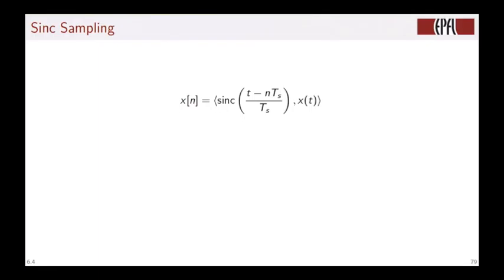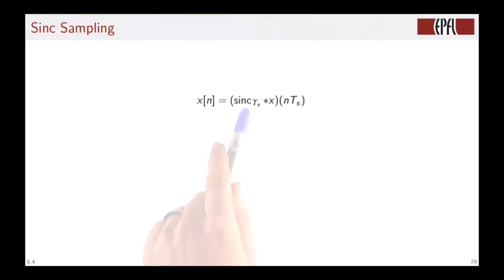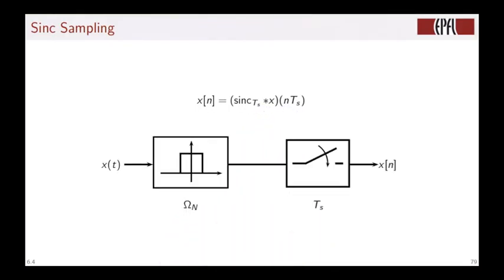Remember how we do sinc sampling. So we take a sinc function, we scale it by Ts, we shift it by n times Ts, and we take the inner product with x(t) to get a sample x[n]. This can be written as the convolution between x(t) and the sinc function scaled by Ts, evaluated at location nTs. In a block diagram, we take x(t), we go through an ideal low-pass filter of bandwidth Ωn, and we take samples every Ts seconds to derive a sequence x[n].